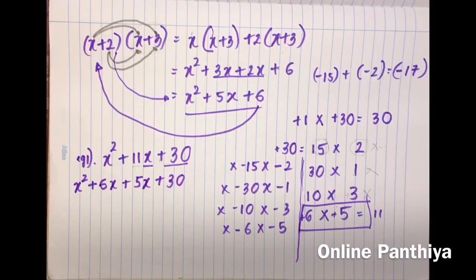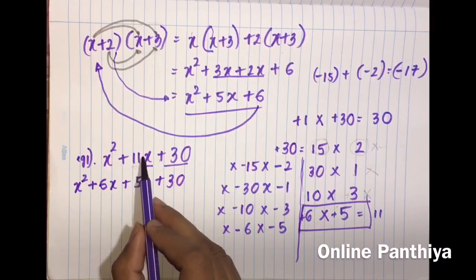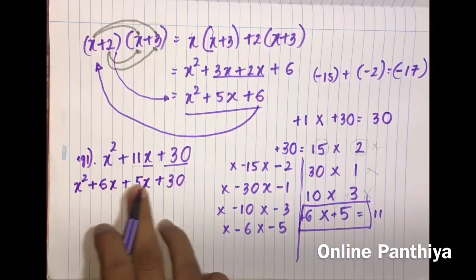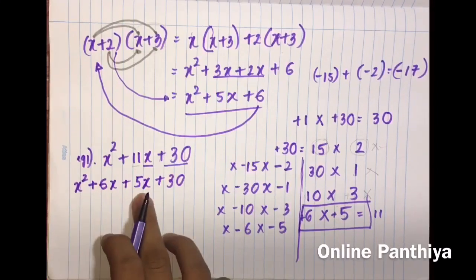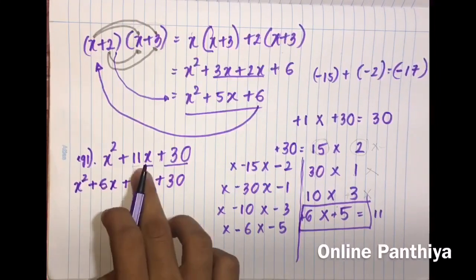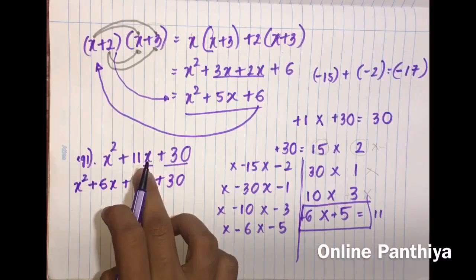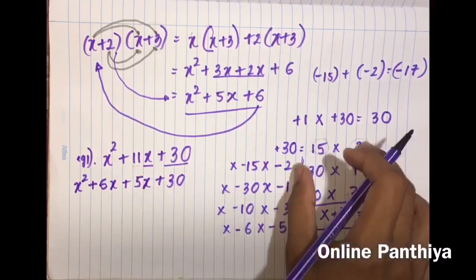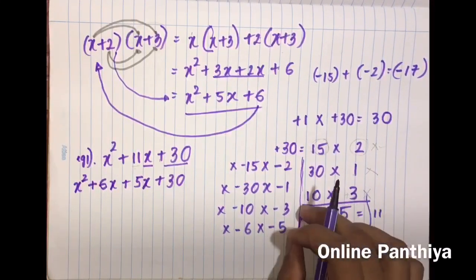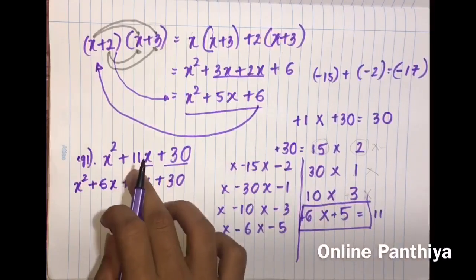Is that clear? What you have done is, instead of this 11x, you have substituted it with 6x and 5x. If you add both, anyways, you are going to get 11x. What is the way of selecting? You have to write all the factors, add both, and check whether you are getting this middle term.